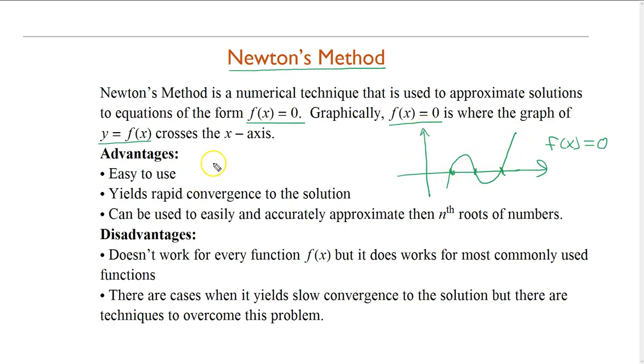Now the advantages to Newton's method is that it's easy to use, it yields rapid convergence to the solution, and it can be easily used to accurately approximate the nth roots of numbers. So you can very quickly approximate, for example, the cube root of 2. Disadvantages to Newton's method is that it doesn't work for every function, but it does work for most commonly used functions. And there are cases where it yields slow convergence to the solution, but there are techniques to overcome this problem, and once again it's rare to run into those cases.